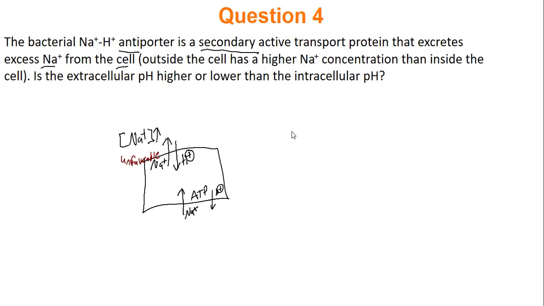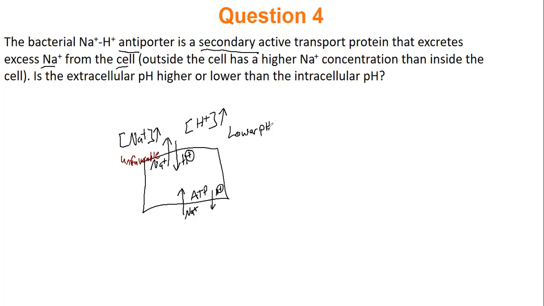So if that's favorable, that means outside has a higher proton concentration than inside. And what does that mean for pH? If you have a higher concentration of protons, you have a lower pH on the outside. So the extracellular concentration, right, is higher on the outside than it is on the inside, right?